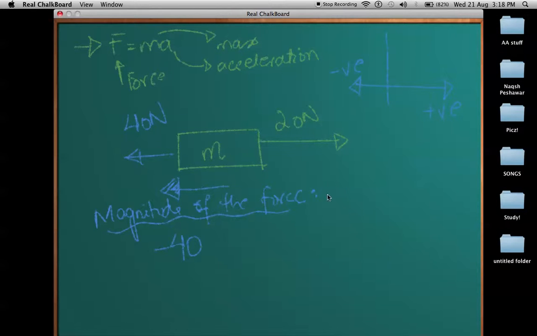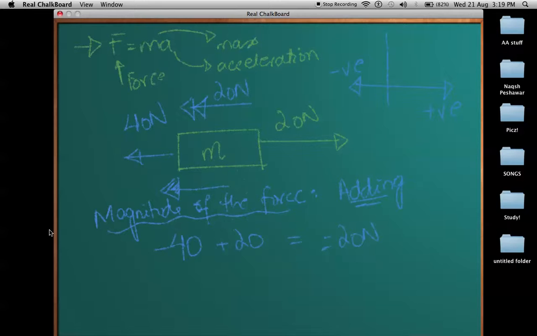So to find the magnitude, we're simply adding the two forces, but keeping their directions in mind. This is a minus 40 since it's going on the left hand side, and this is a positive 20. The answer would simply be minus 20 newtons. A minus 20 newtons would tell you that the force is on the left hand side since it has a minus sign. This would tell you that the force is on the left hand side with a magnitude of 20 newtons. So I can say that the final force, the total force, is 20 newtons in this direction.